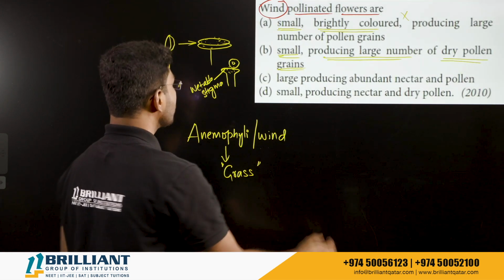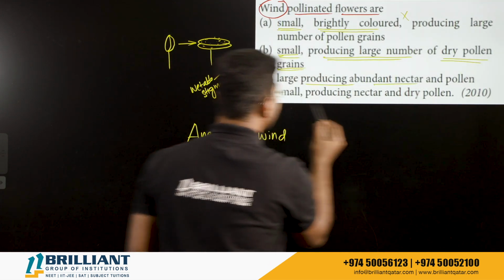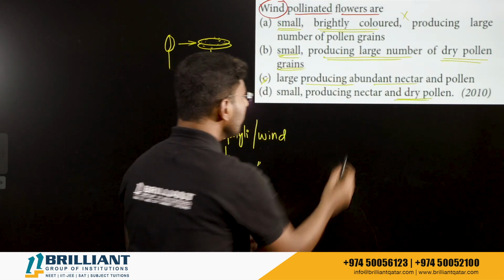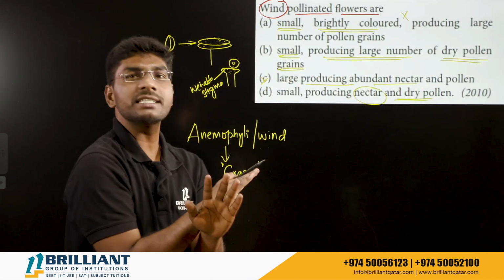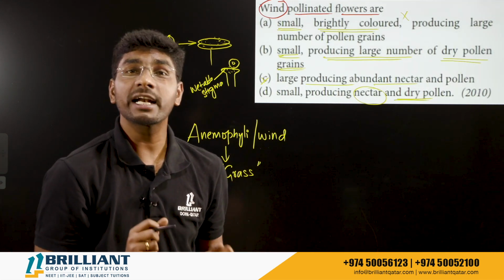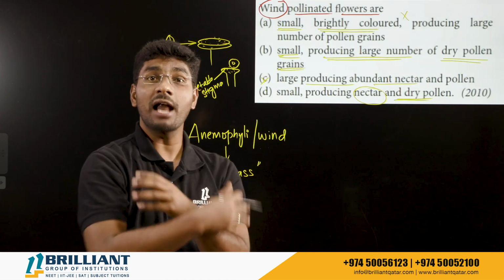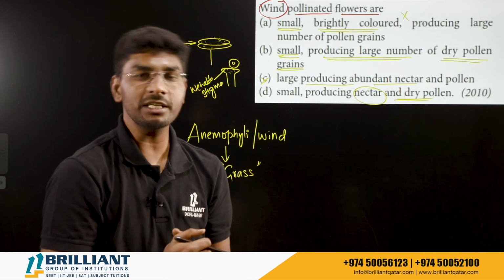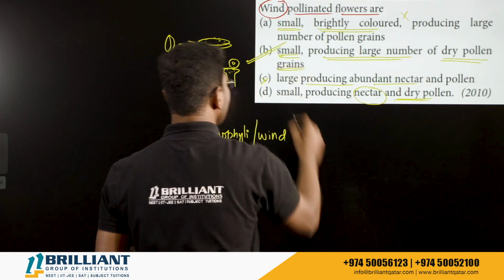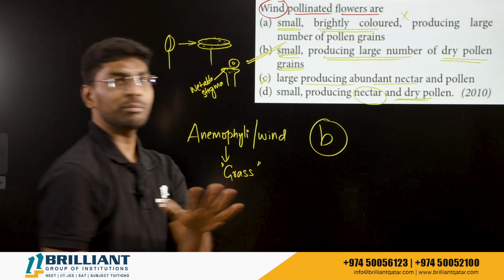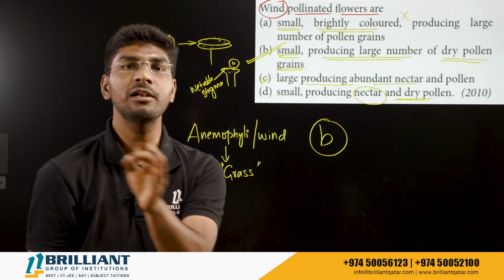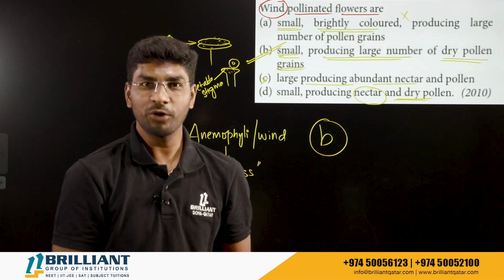So what's the right answer of this question? Large producing abundant nectar. No, sir, it is not correct. Small producing dry pollen grain. Here nectar is absent in wind pollination. Bright color flowers are not there. And what is the characteristic feature? Small flowers, and a large number of pollen grains are produced from these flowers. No nectar. So what is the right answer of this question? The right answer is option C. One more important thing, keep in mind, wind pollinated flowers usually have a single ovule in their flowers. You got my point? Right.